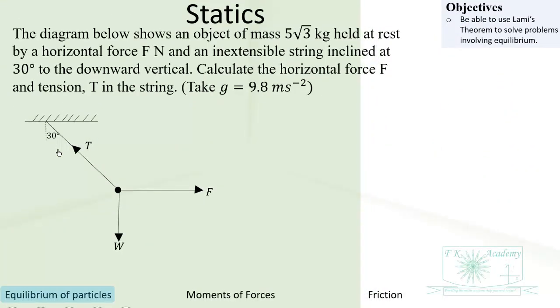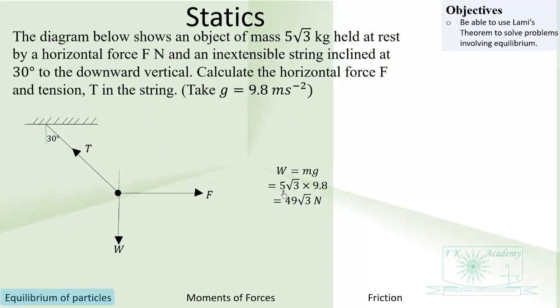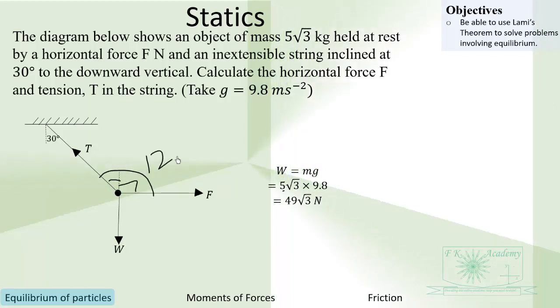Now let's consider the second example. The diagram below shows an object of mass 5√3 kg held at rest by a horizontal force F newtons and an inextensible string inclined at 30 degrees to the downward vertical. Calculate the horizontal force F and the tension T in the string. So let us first of all calculate the weight. The weight will be mass times acceleration due to gravity, which is 5√3 times 9.8, and that will give us 49√3 newtons. The angle here will be 30 degrees. So adding 30 to 90, that will give us 120 degrees.